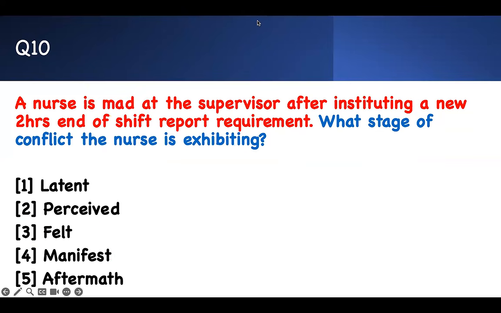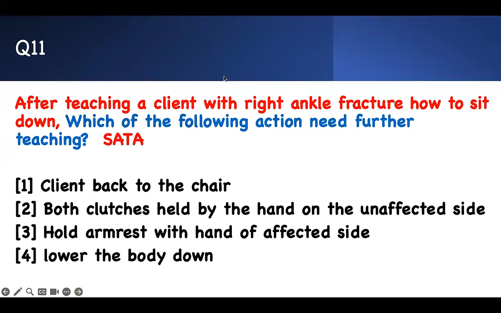It's a hard question. You have to really know it. This type of question is hard. Number 11, this also is a very good question. Which of the following actions need further teaching? Select all that apply.